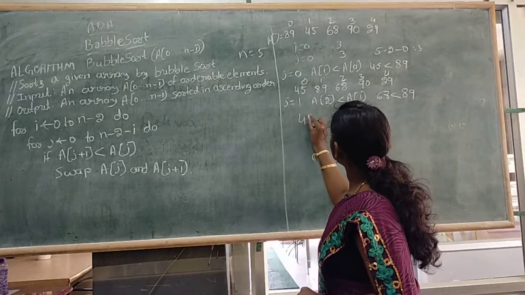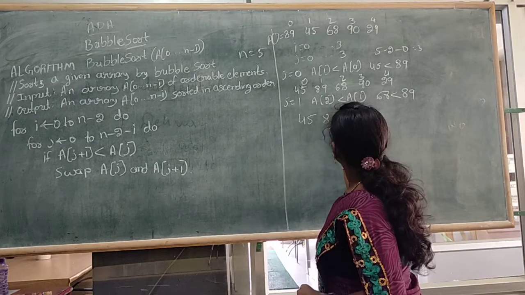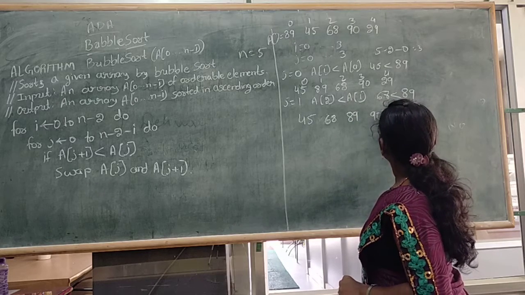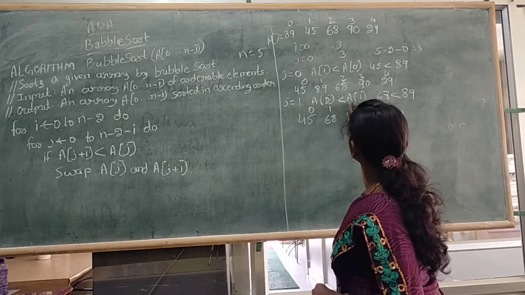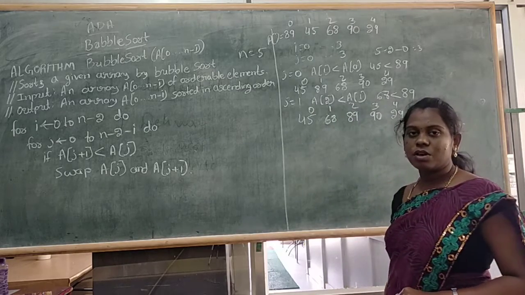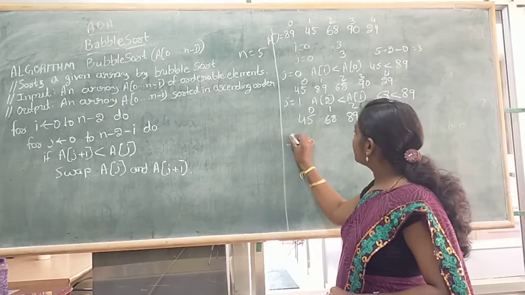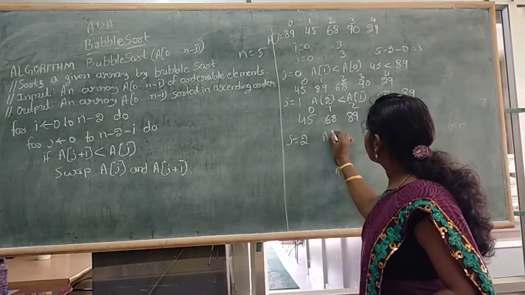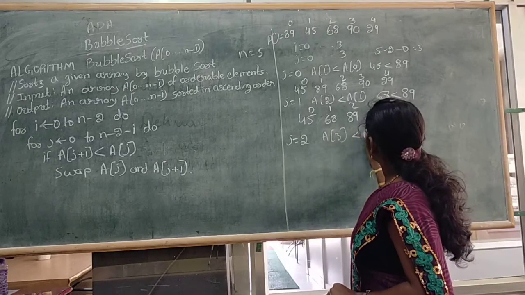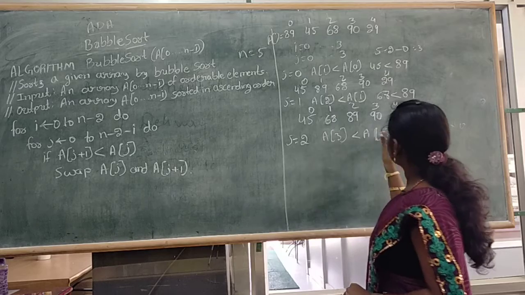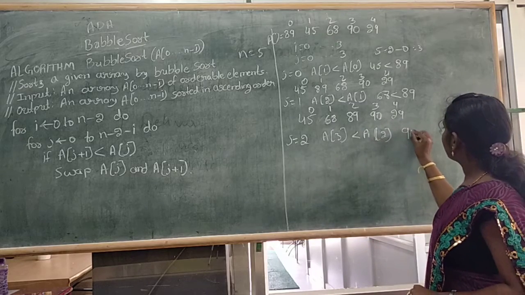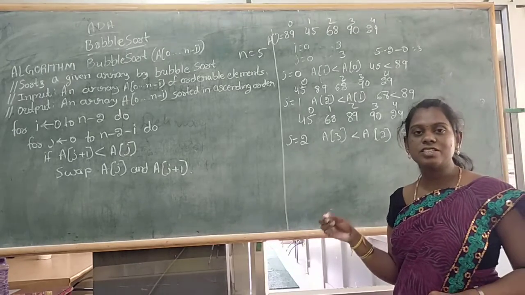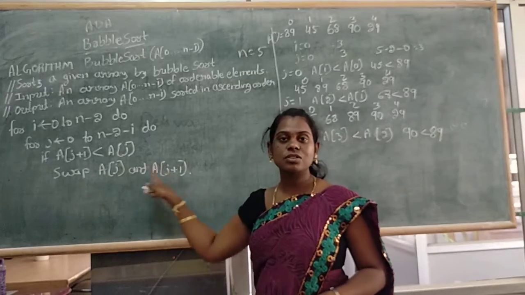Now the array becomes like this: 45, 68, 89, 90 and then 29. So positions are 0, 1, 2, 3, 4. Okay. So next j is equal to 2. It keeps running up to 3. A of j plus 1 means A of 3 less than A of 2, we have to check. A of 3, how much? 90. Less than 89? No. So the condition fails. At that time it won't execute this statement.